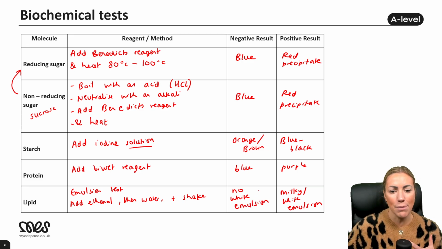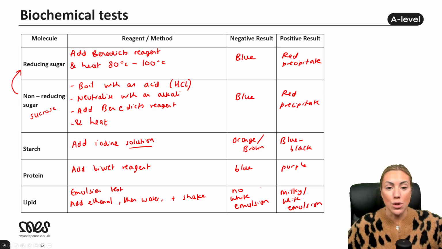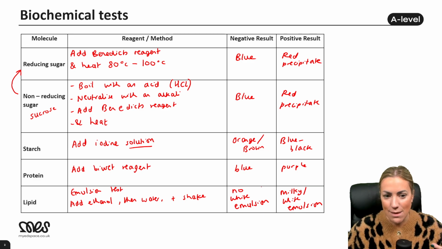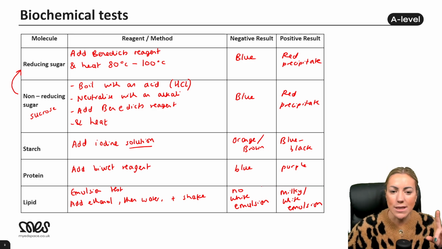So that's your basic biochemical tests. As I said, make sure you know the name of the reagent. If there's any other steps in the method, like do you need to heat it or boil it or neutralize it, make sure you know the negative result so that you can say the colour will change from this to this. Or in the case of the reducing sugar, you can say it will go from blue to the formation of a red precipitate, or for protein from blue to purple, just in case.